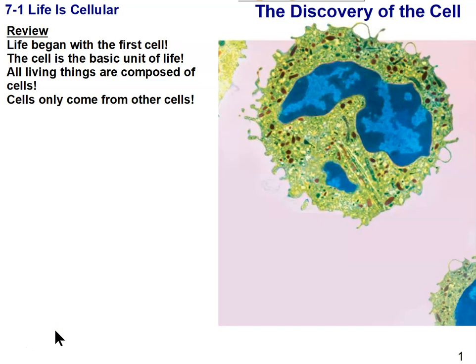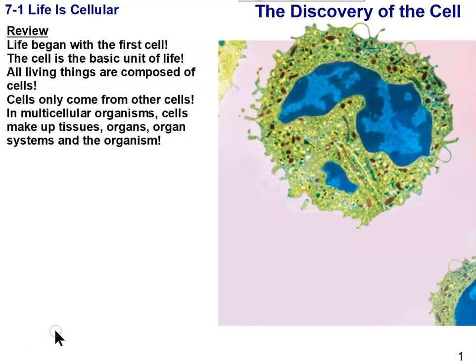So all the cells making up every single living organism on the planet today came from cells that lived in the past. And in multicellular organisms, if you'll recall, because again, this is review, cells make up tissues and organ systems and the whole organism. Your body's composed of trillions of cells, and there are about 200 different cell types that are specialized to carry out different functions.